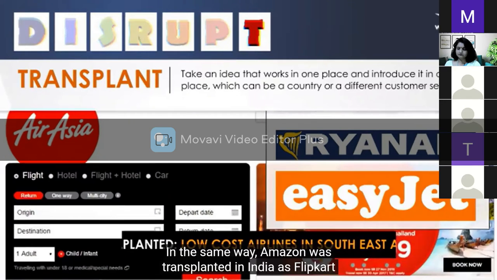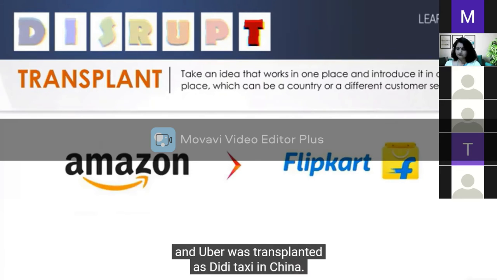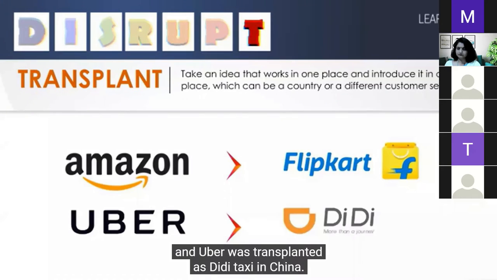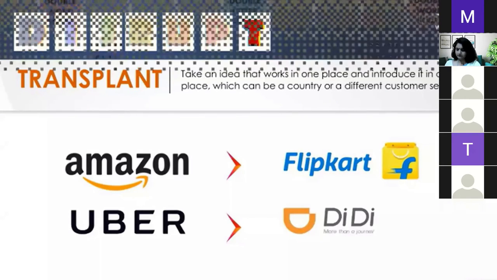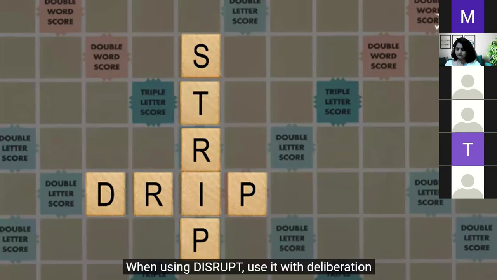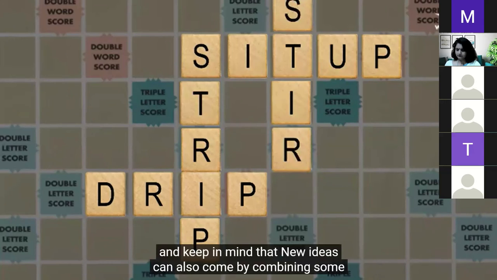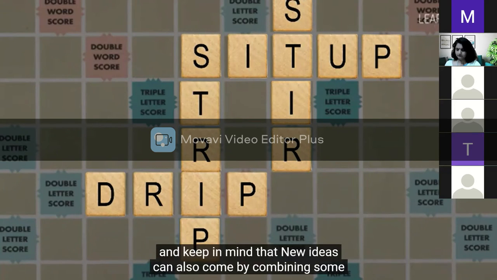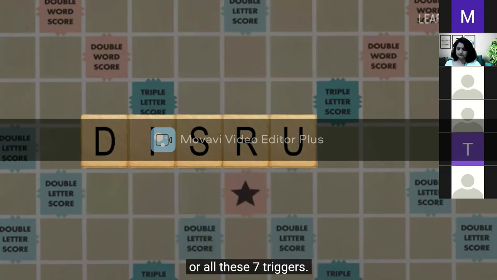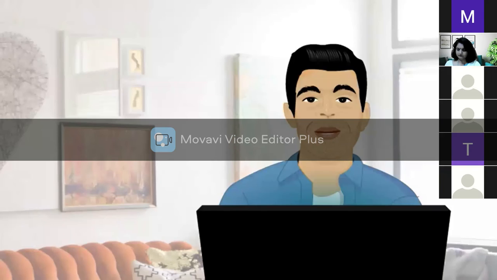In the same way, Amazon was transplanted in India as Flipkart, and Uber was transplanted as Didi Taxi in China. When using disrupt, use it with deliberation, and keep in mind that new ideas can also come by combining some or all of these seven triggers.